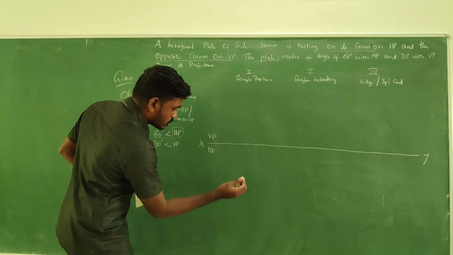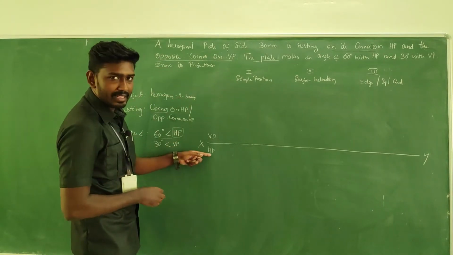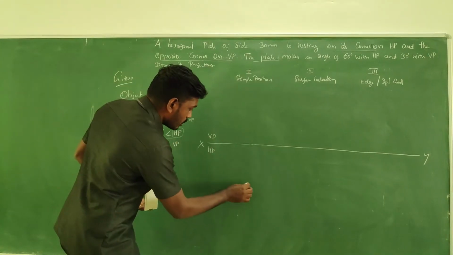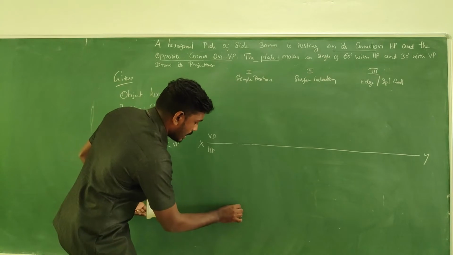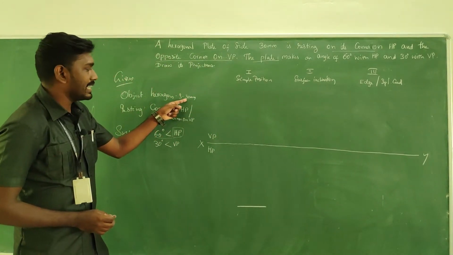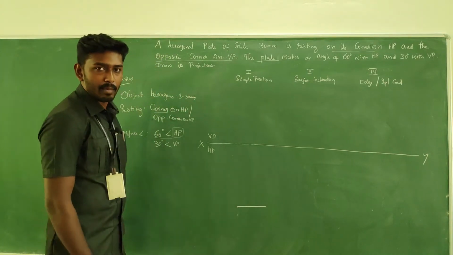So I am going to draw the hexagon on the HP plane, since it is kept parallel to HP. Okay, so for that, initially you have to draw a horizontal line with the measurement of 30 mm side. So you have to take this line measurement 30 mm.